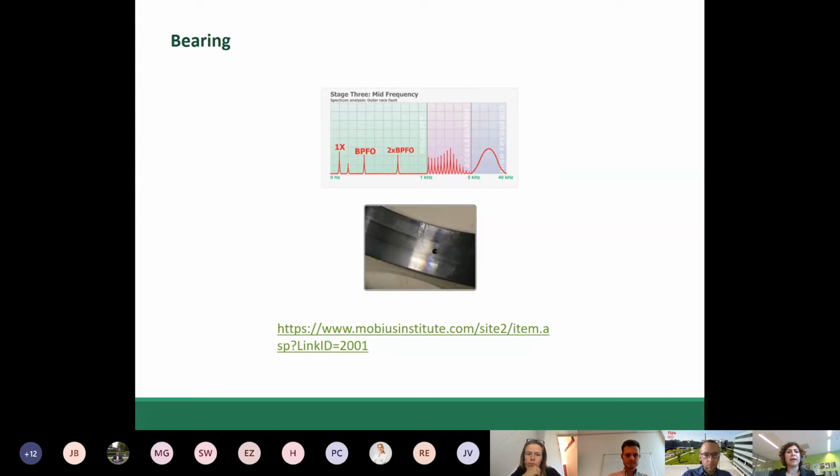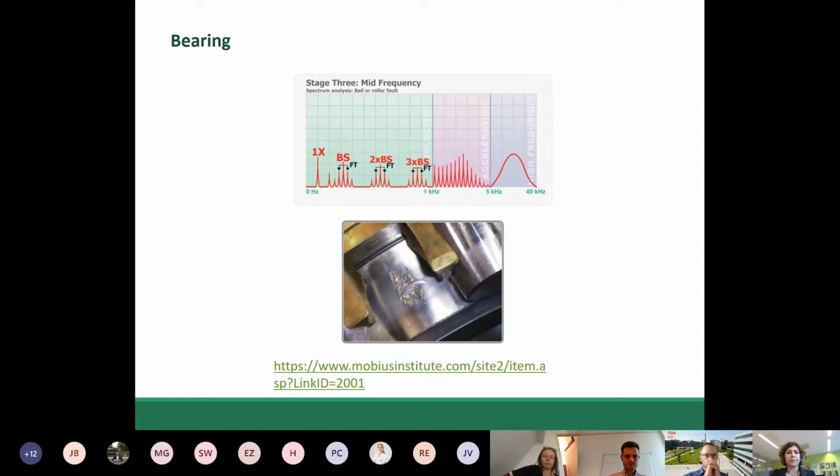Here we detect BPFO as forcing frequency, which tells us that there is damage in the outer race of the bearing. In this example, the damage has happened in the rolling element. So we recognize the BSF.